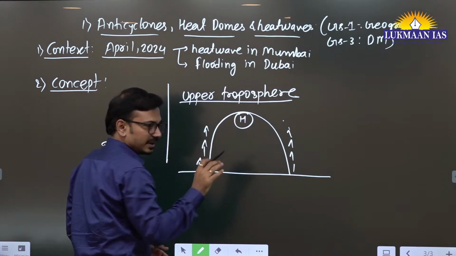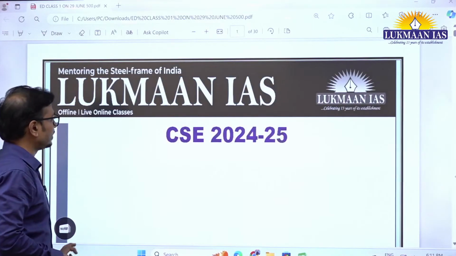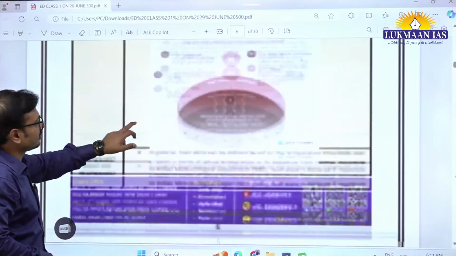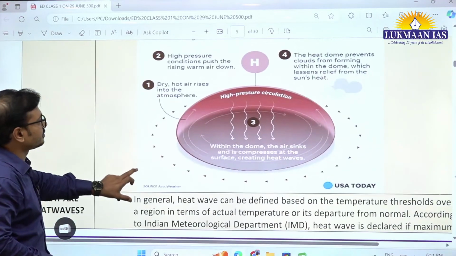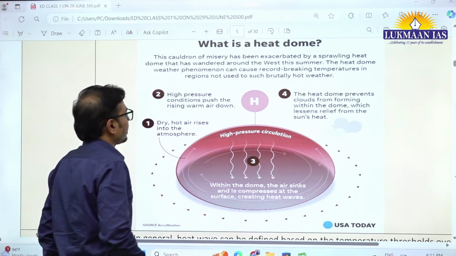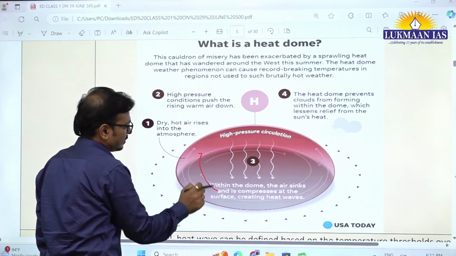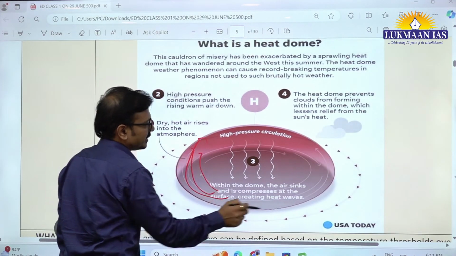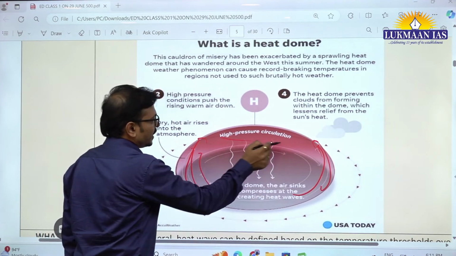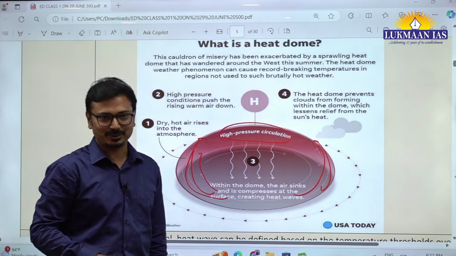But now you can see a diagram. अब ओपन करिए, let me show that here. Look at this. Yes, first of all the dry hot air rises into the atmosphere. देखिए ये क्या है, dry hot air rises into the atmosphere like this. Now there is high pressure circulation. I will tell you this high pressure कैसे jet stream की वजह से बनता है, वो भी मैं बताता हूं.